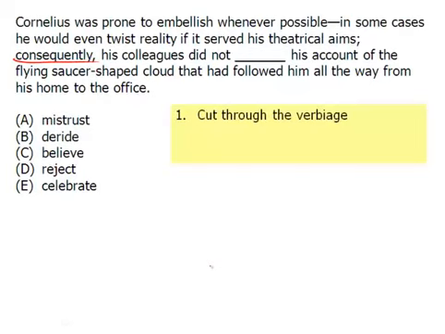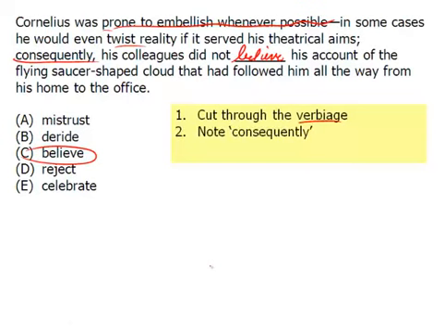Okay, rather comical one, but there's a lot of verbiage going on here. So he was basically like to exaggerate. That's all that means. And so I'm getting rid of this. This is my cutting through the verbiage up here. So he would twist reality, and therefore his colleagues did not believe his account. That's all. So he's prone to making stuff up. And just like that, we need a word that means believe. And oh, look, there it is, that easy. Again, we noted the word consequently. We went through, we put in our own word, and we got it that quickly.